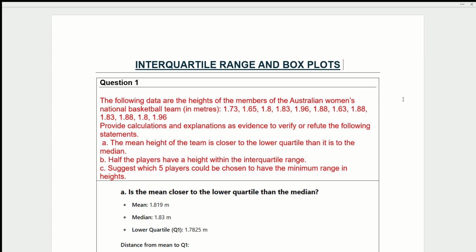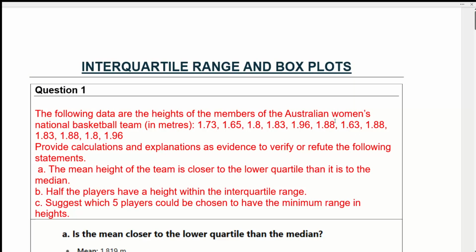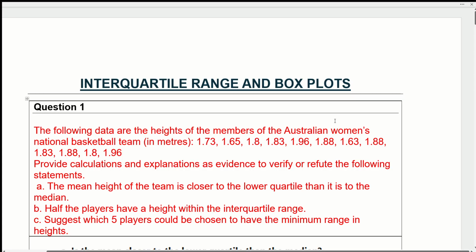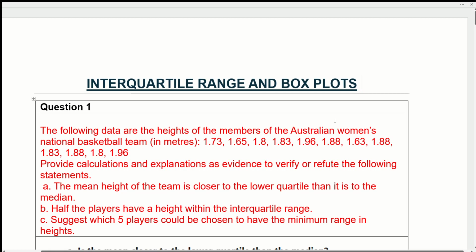Today we are looking at interquartile range and box plot questions, and also we'll be looking at central tendency questions as well. So the first thing I'd like you all to do is to have a read through this question and pause it, and then we'll be working through the answers together.